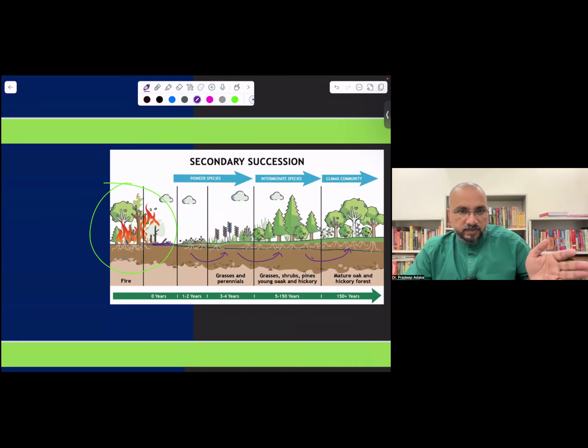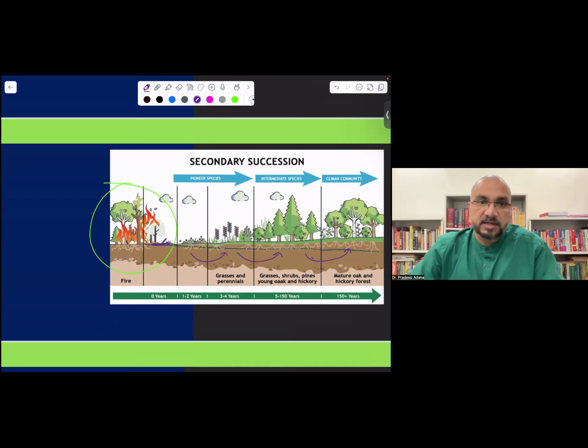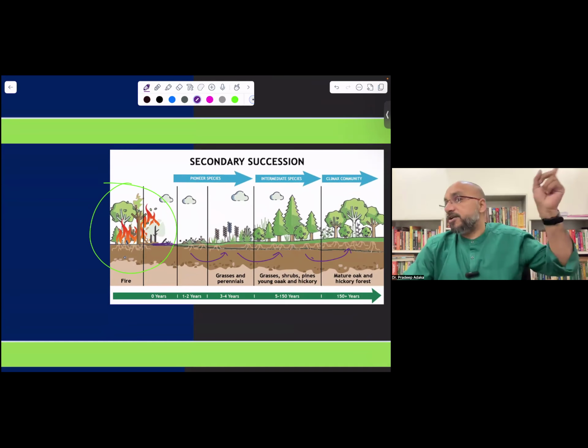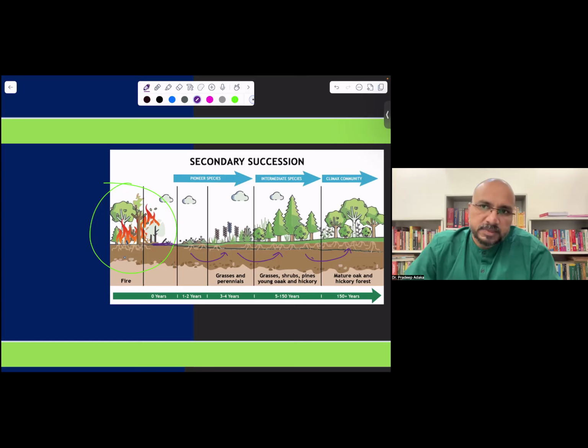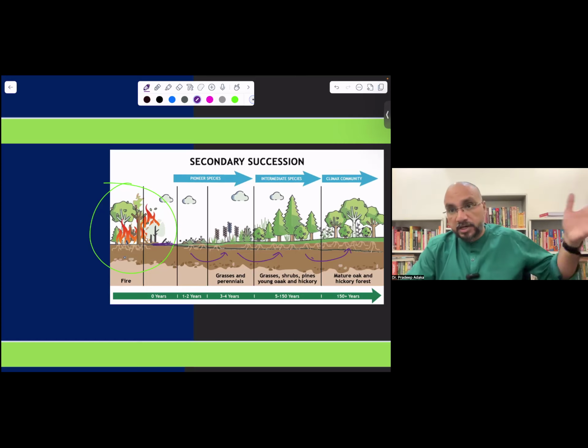Okay, so there was a prior community, it got destroyed by a fire or some accident, and again the succession process started. So this may take a shorter period of time when compared to your primary succession, because in primary succession weathering is happening. Rocks have to turn into soil. It may take a long period of time, so around 1,000 years or so.